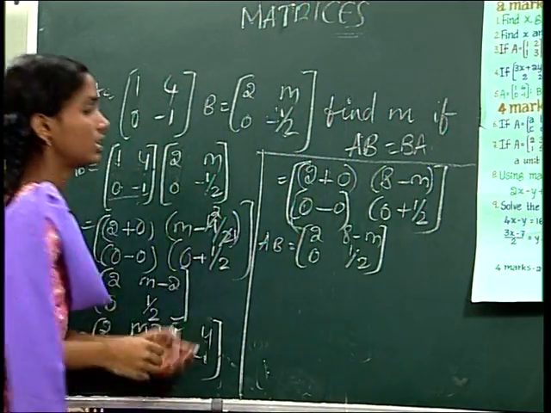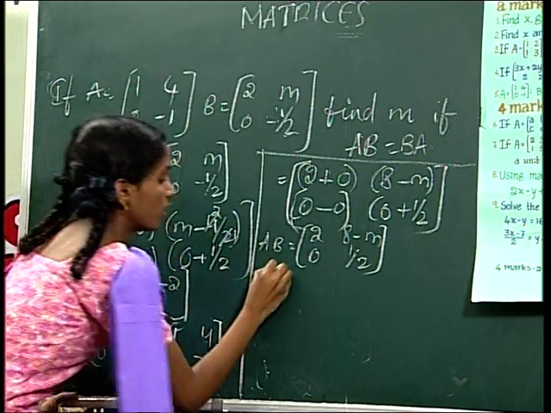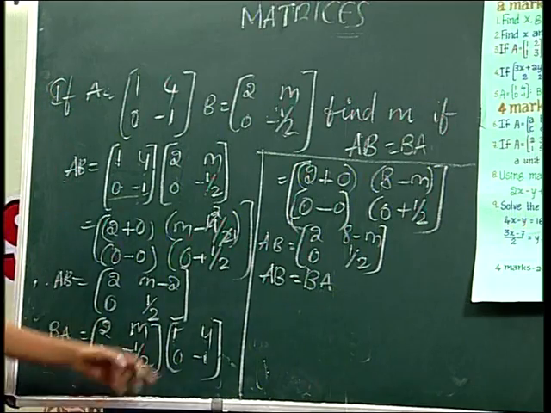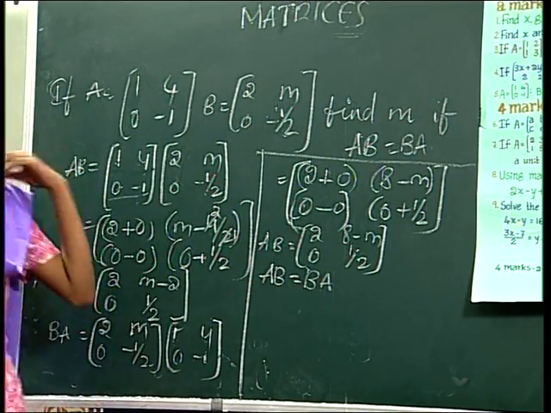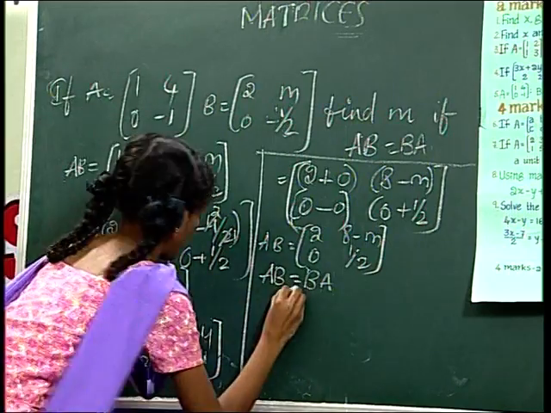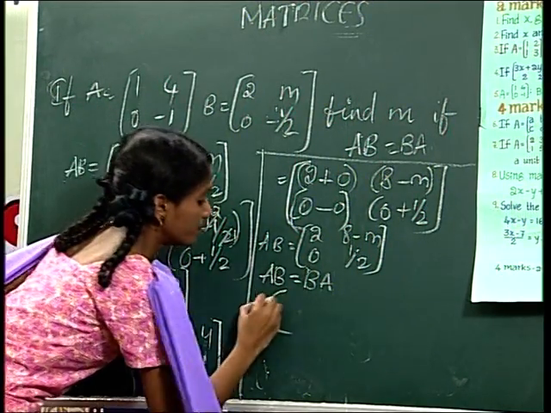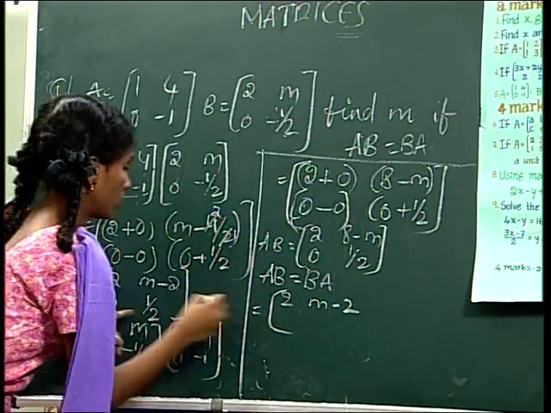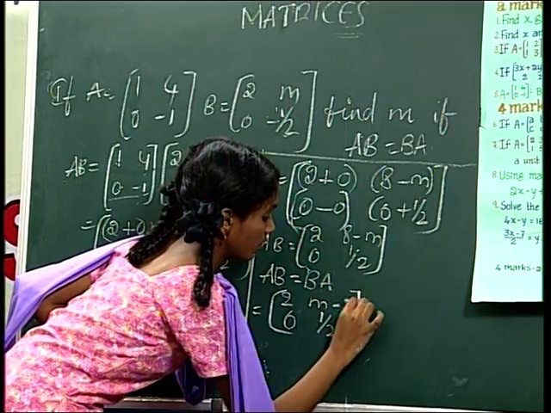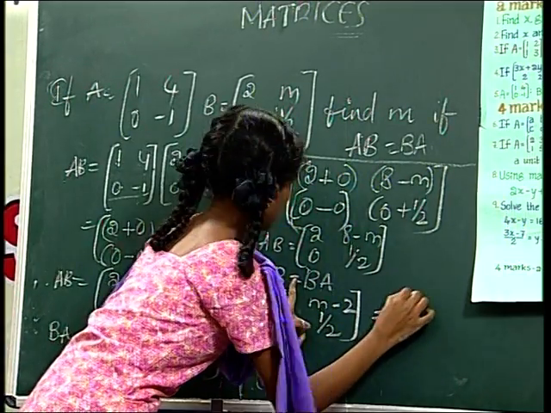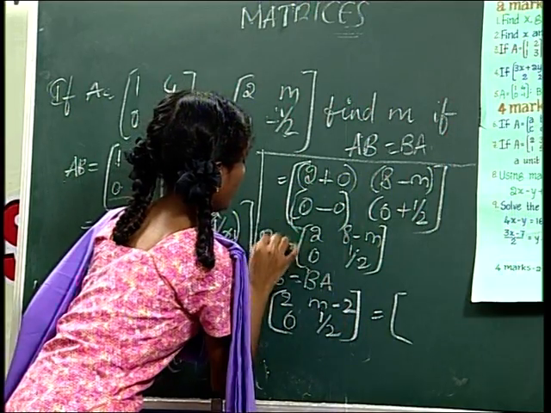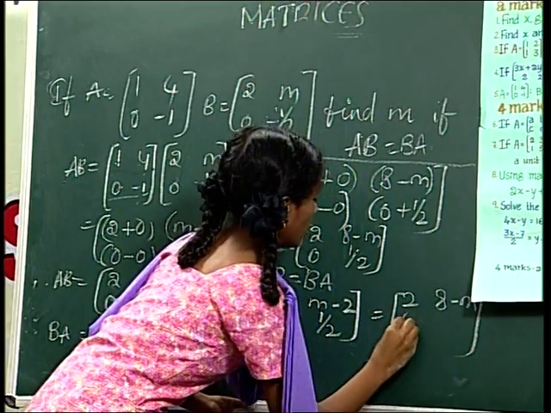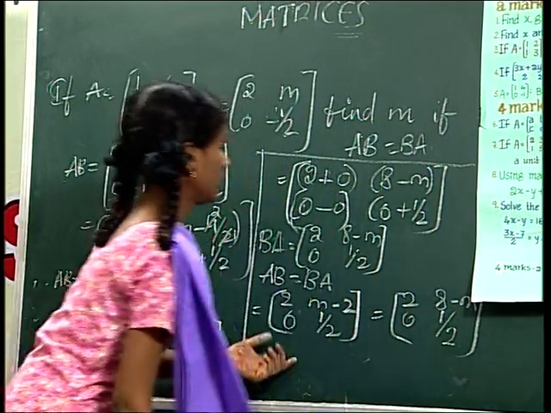What we have got? They have given that AB equals BA. This is the equality of matrix. By the equality of matrix, what is AB here? AB is 2, m minus 2, 0, plus 1 by 2, equal to, what is BA here? 2, 8 minus m, 0, 1 by 2. This is the equality of matrix.